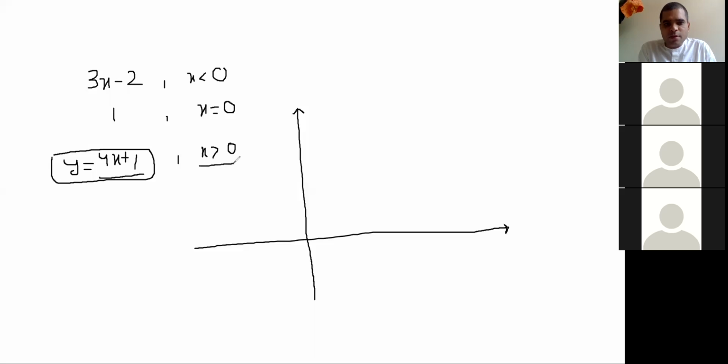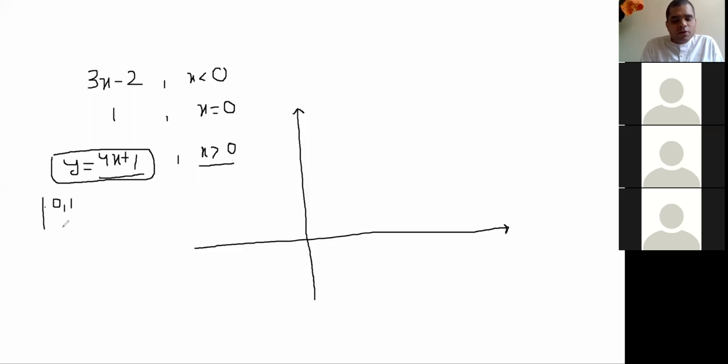Now to draw a straight line, we need 2 points. To draw a straight line, you need only 2 points. So we will find 2 points. First put x equal to 0 in this equation. At x equal to 0, what is the value of y? 1. So one point you got is 0, 1.